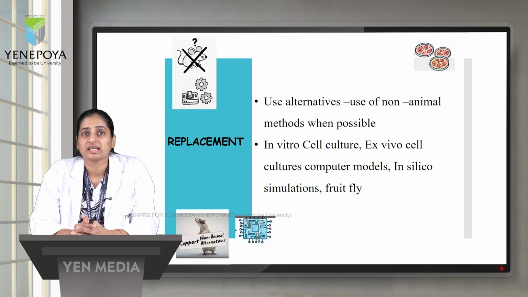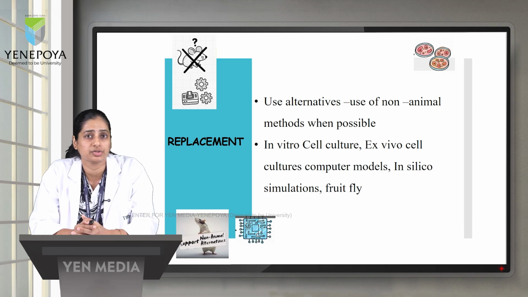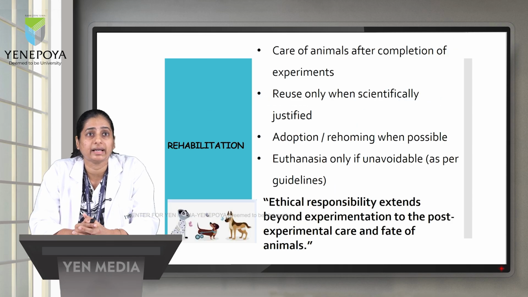The third R is replacement. Whether the researcher has checked for all the possible alternatives before considering animals for this particular research. Whether there are enough data to support use of animals, by in vitro cell culture, ex vivo cell culture, computer models or in silico simulations, or other lower animals like fruit fly data, before use of these models. After these three Rs, there is one more added to this, which is rehabilitation.